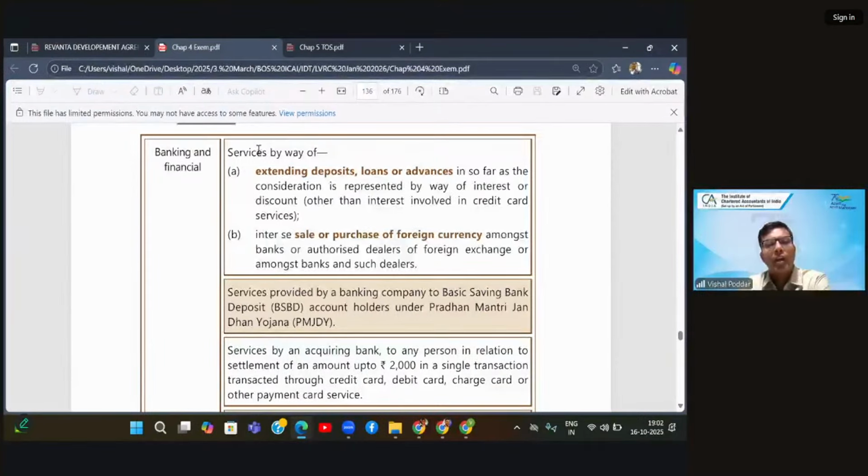Next, where you are getting interest on deposits, loans, or advances. Now, these may be with banks or these may be with private persons. All interest will be exempt where it is on any type of deposits or loans or advances. However, the exception is where the interest is for credit card, that is what is taxable. All other interest which is charged by banks or even by private persons for any of these three things, it is exempt.